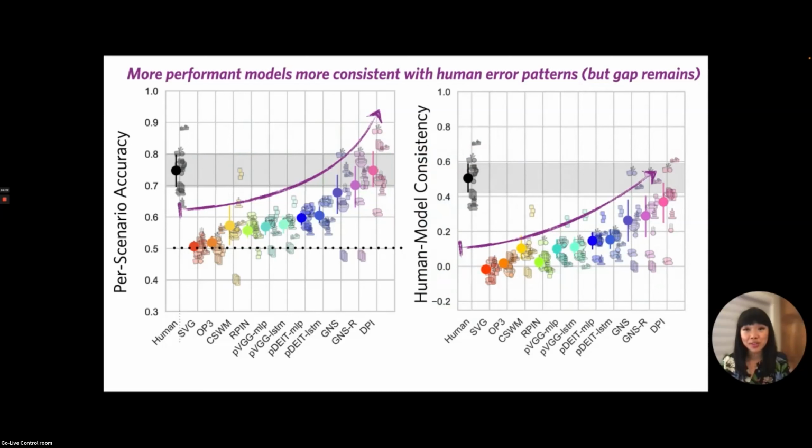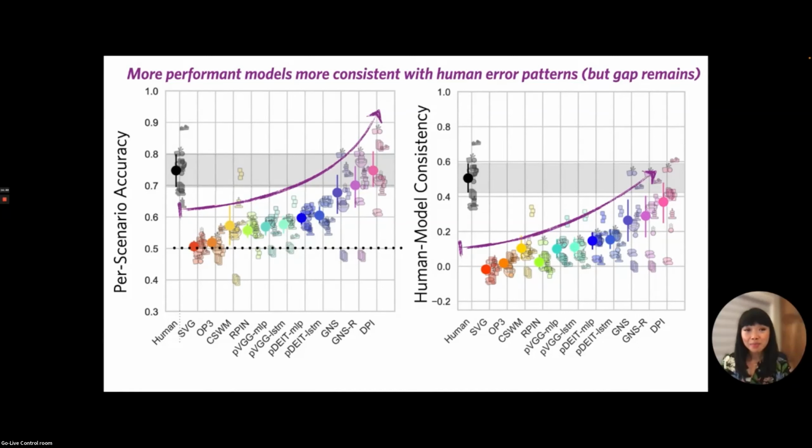And since our goal was to identify candidate models that could not only perform well, but also behave in a human-like way, we computed a measure of human model consistency. And this is what I'm plotting on the right-hand side of the slide. This tracks how similar the patterns of errors that were made by each model are in comparison with our human sample. This analysis revealed a striking correlation between performance and human consistency. In other words, models that approached human-level performance also made more human-like predictions.